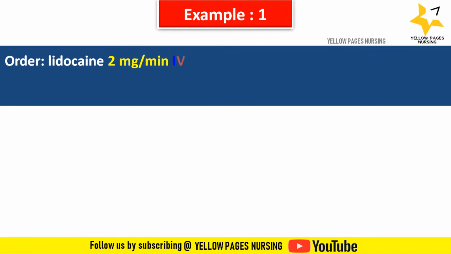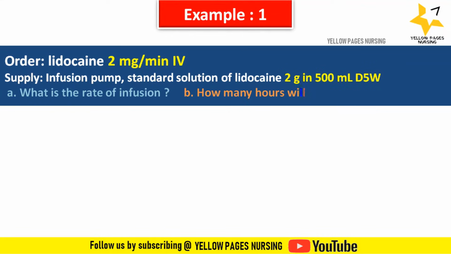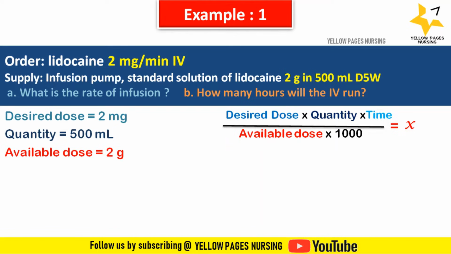Doctor's order: lidocaine 2 mg per minute IV, supply infusion pump, standard solution of lidocaine 2 gram in 500 ml D5 water. What is the rate of infusion? How many hours will the IV run? The formula is desired dose multiplied by quantity multiplied by time divided by available dose multiplied by 1000, which gives X. Here, the desired dose is 2 mg, quantity is 500 ml, available dose is 2 gram, time is 60.